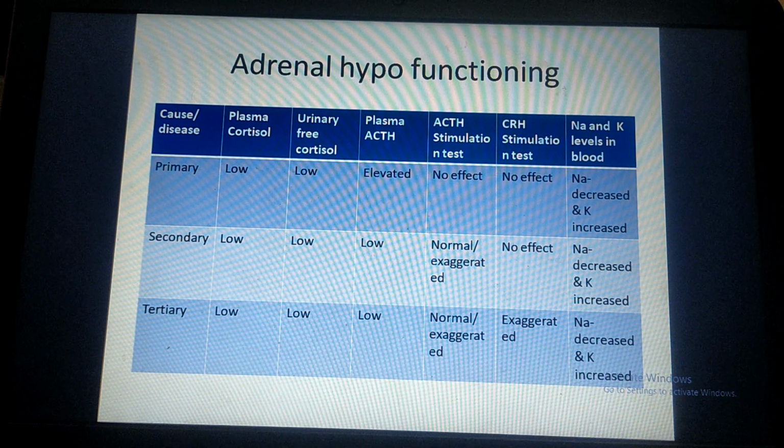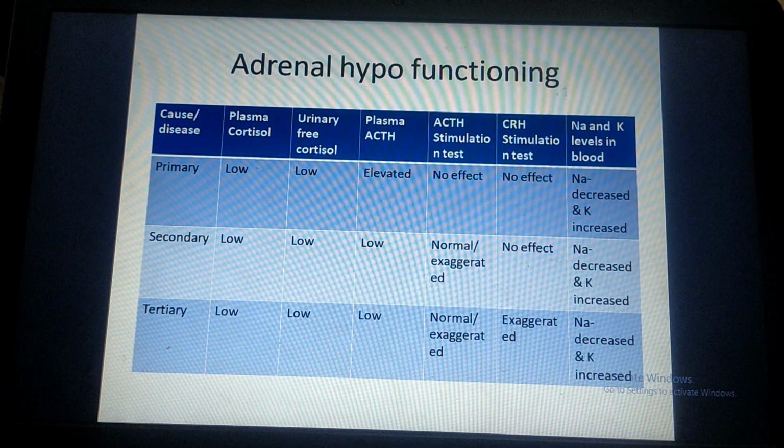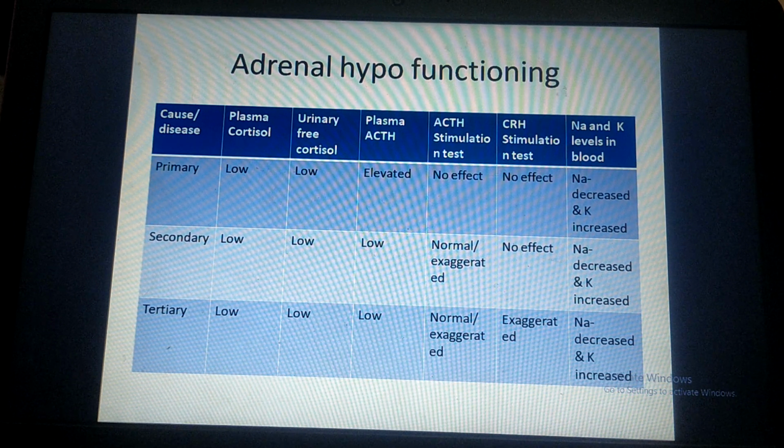Now coming to the secondary cause, here the pituitary gland is defective. It synthesizes low ACTH, hence there is less stimulation of the adrenal gland and the plasma cortisol level is low. Here the adrenal gland is normal and responsive to ACTH. Low cortisol means low urinary cortisol level is seen. If we measure the plasma ACTH level, it is low because the pituitary gland is defective.